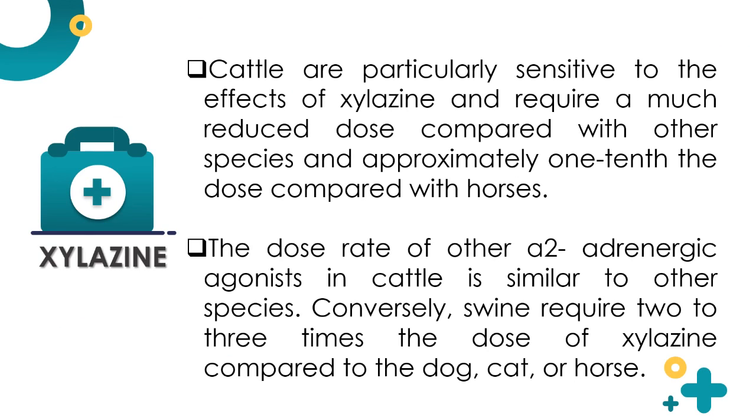Cattle are particularly sensitive to the effects of xylazine and require a much reduced dose compared with other species, approximately 1/10 the dose compared with horses. The dose rate of the alpha-2 adrenergic agonist in cattle is similar to other species. Conversely, swine require 2 to 3 times the dose of xylazine compared to the dog, cat, or horse.